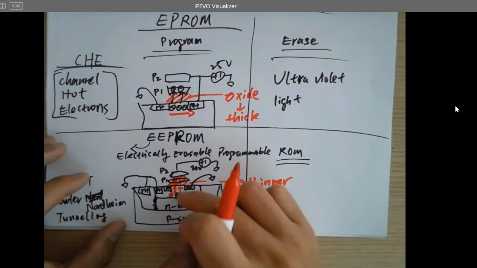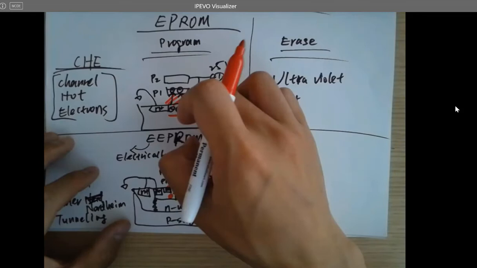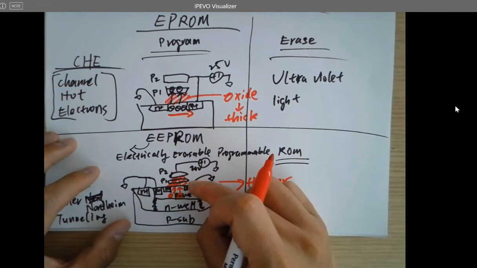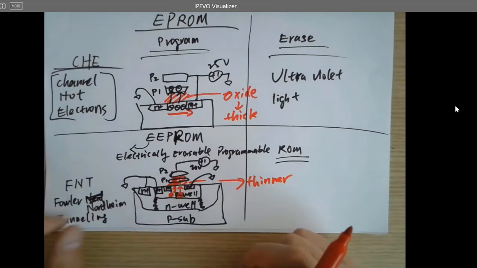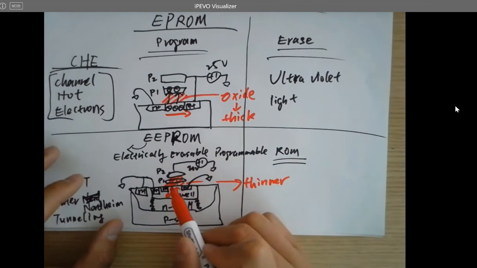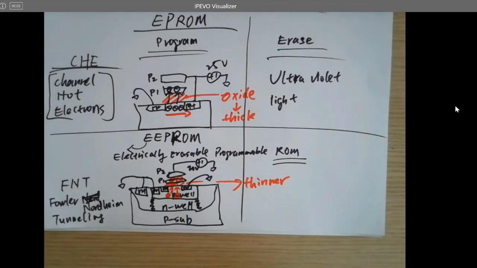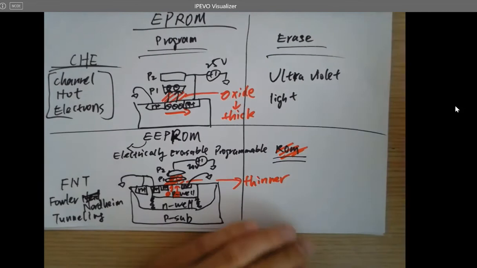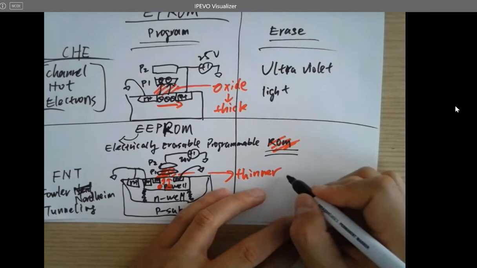So that's why it can allow this kind of effect to happen. But it's not happening here because it's thick. This is thin. Can directly attract them to here. And you still need a high voltage to make this happen. Right? This is for programming, for erasing.